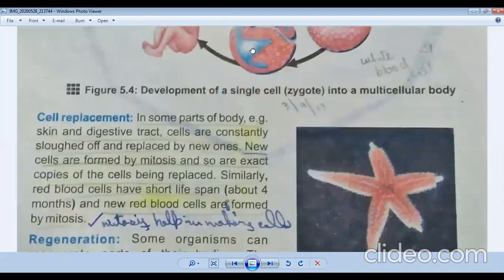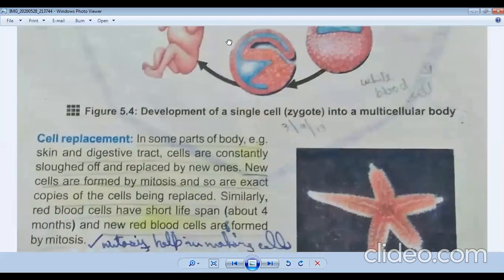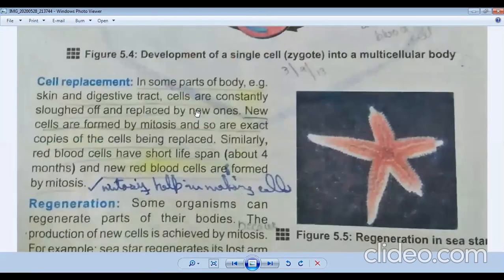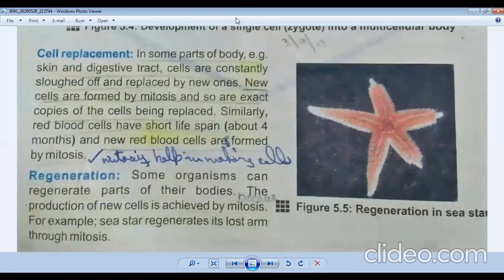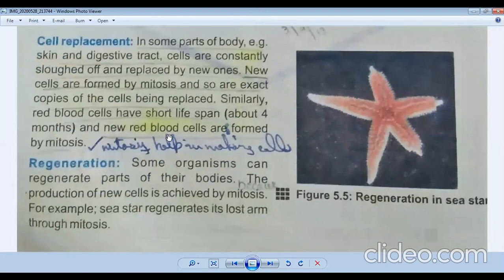Now the second point is cell replacement. Cells are replaced by new ones in the skin and digestive tract. In some parts of the body, for example the skin and digestive tract, cells are constantly sloughed off and often replaced by new ones.